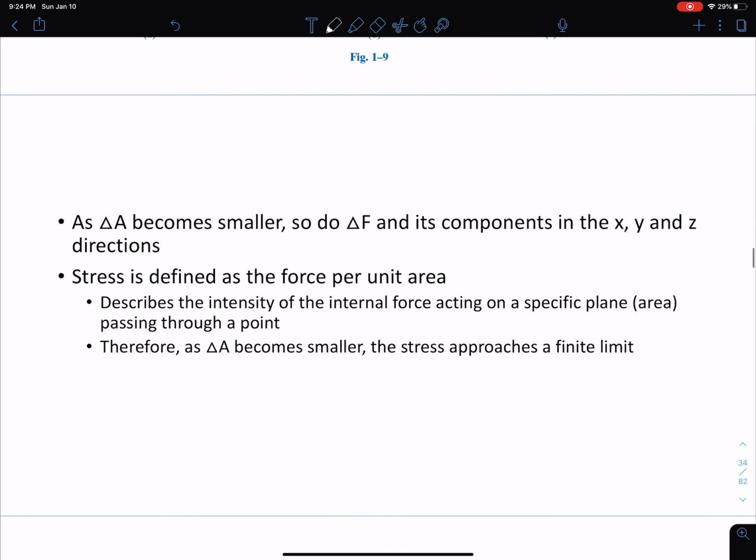directions. Since we know stress is defined as the force per unit area, this describes the intensity of the internal force acting on a specific plane passing through a point. And then basically our delta A gets smaller and our stress approaches some finite limit. Okay.